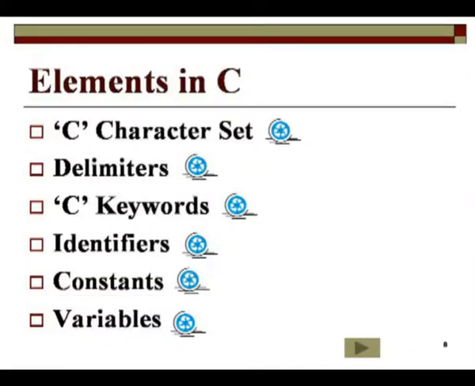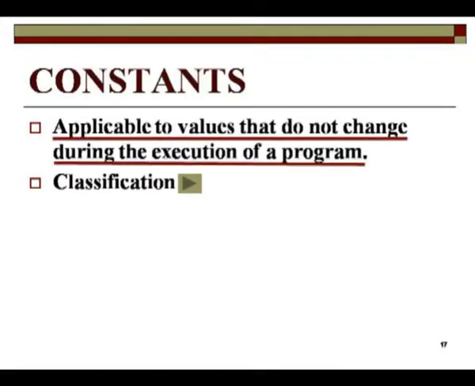Next we move over to constants. So what are constants? They are applicable to values that do not change during the execution of a program. The value that this constant holds is going to remain the same. It cannot be changed according to the user's need. Once you give a value to a constant, it is going to hold that value till the program completes its execution and gives the result.